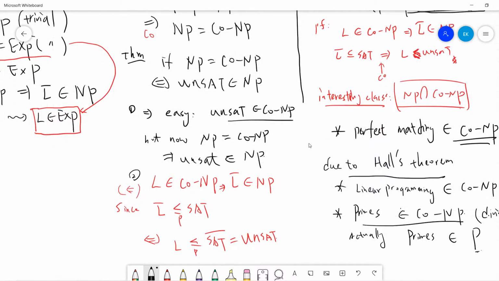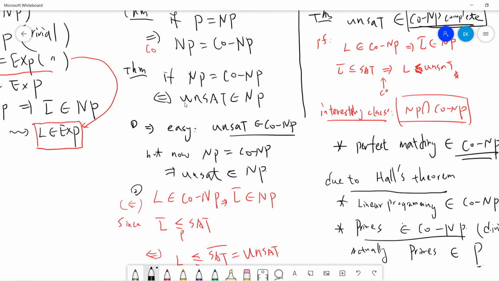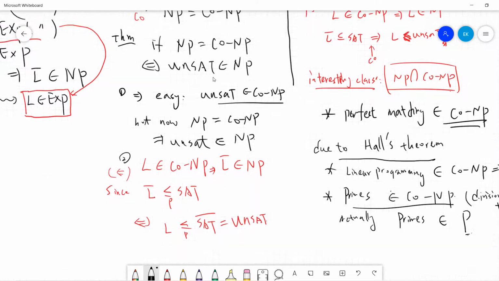This is somewhat subtle, so we need to illustrate it. The first direction is trivial: if the complement of SAT belongs to co-NP, and we assume that NP equals co-NP, then the complement of SAT will be in NP. This proves this direction. Conversely, we assume that the complement of SAT belongs to NP, and we want to prove that NP equals co-NP.